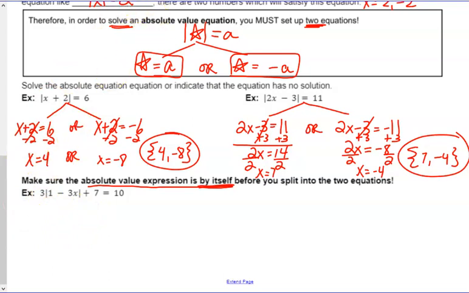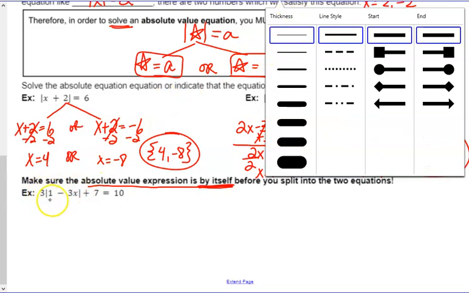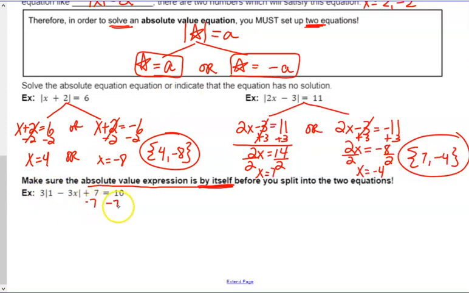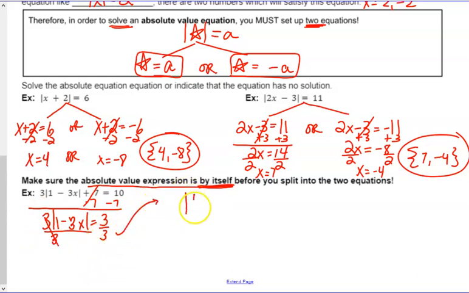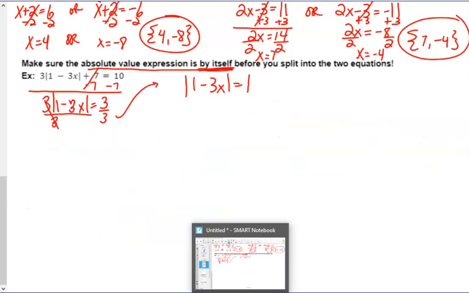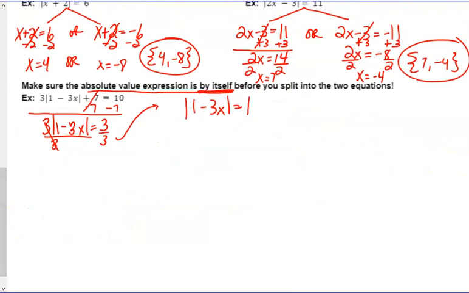But let's see what happens when I do that. So to get this term by itself, I first need to subtract 7 from both sides. So that goes away, leaves me 3 absolute value of 1 minus 3x is equal to 3. And then I need to get this absolute value by itself, so I'm going to divide. This is multiply here, so when I divide by 3 both sides, what I now get is absolute value of 1 minus 3x is equal to positive 1. And that will give us two answers. That's an absolute value equation that I have gotten the absolute value term by itself.